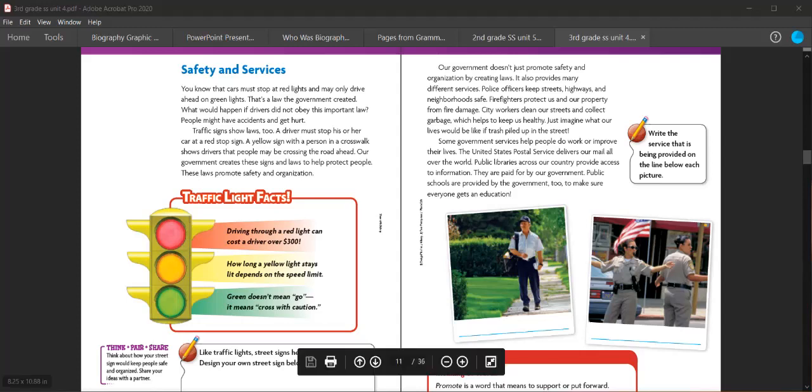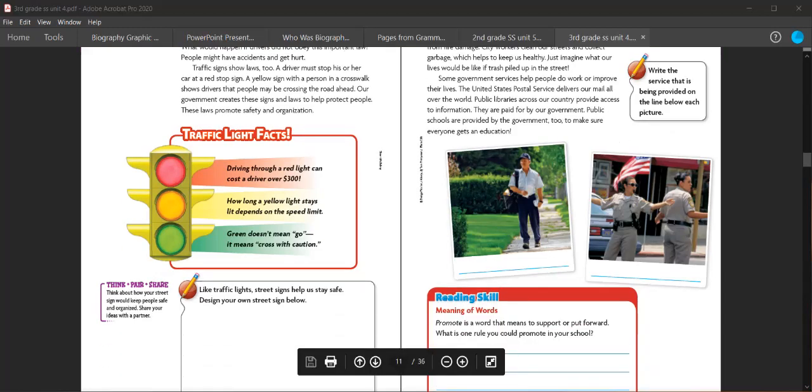All right, let's review this section. Our quick check question was asking, why does our government create traffic signs and traffic laws? The main reason is to keep us safe. So let's take a look at the caption and the pictures over here where it says traffic light facts. Next to the red, it says driving through a red light can cost drivers over $300. So we have that traffic light there to help keep us safe.